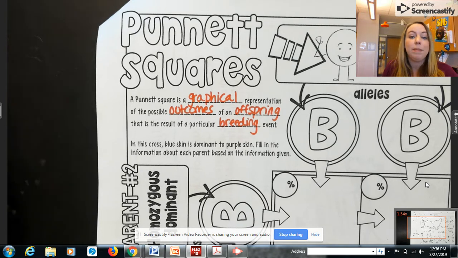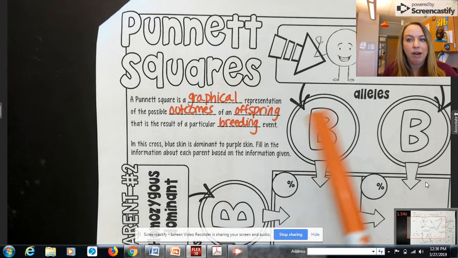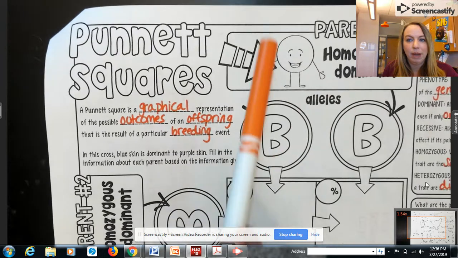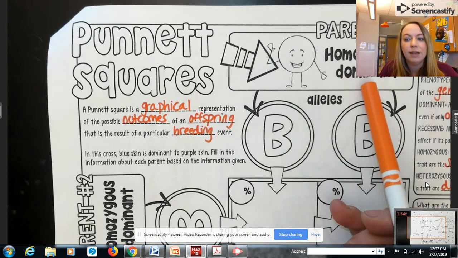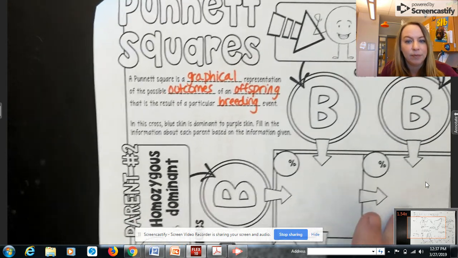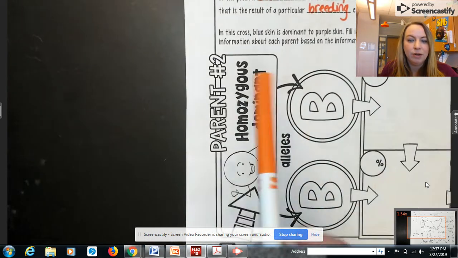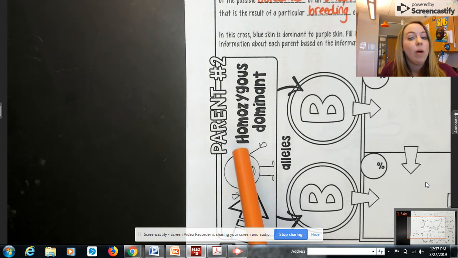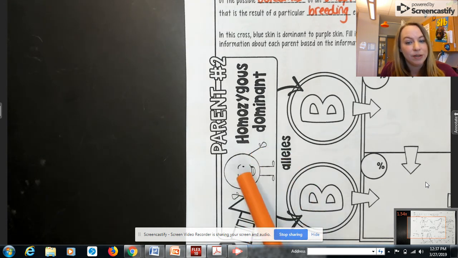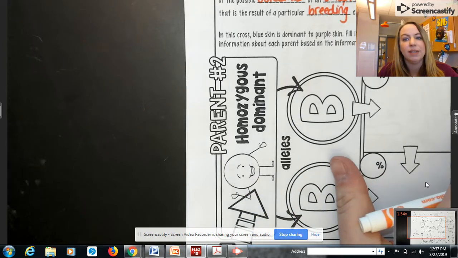So in order to create a Punnett square, you do need to have information about the genotypes, or the genetic makeup, of both parents. So here you can see we've got parent number one. And here, parent number one is called homozygous dominant, which we'll talk about in a second. And here we've got parent number two. So parent number two in this cross is going to be homozygous dominant as well. So this is one of the simpler crosses that you can look at.